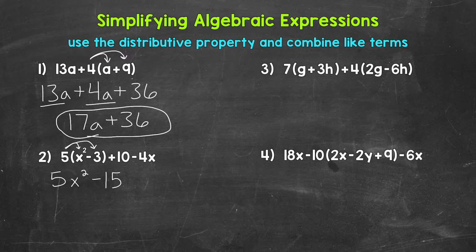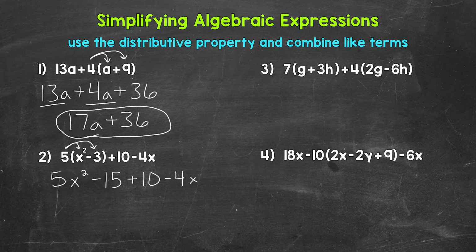Now, another way to think through that distributive property there is to do 5 times x squared, which is 5x squared, bring the subtraction sign down, and then do 5 times 3. We get 5x squared minus 15 that way as well. Just a slightly different way to think through the distributive property. Then we have a positive 10, so plus 10, and then a negative 4x, so minus 4x.